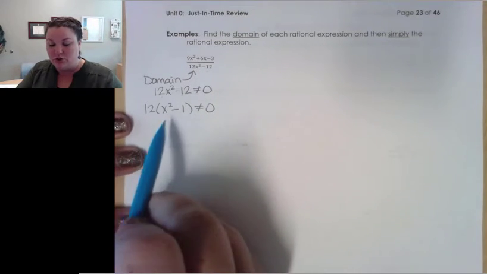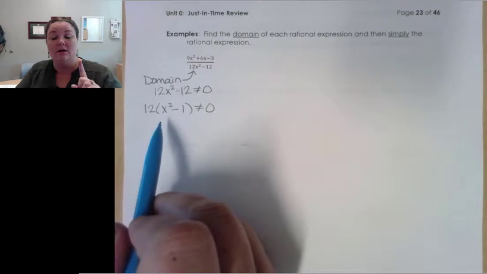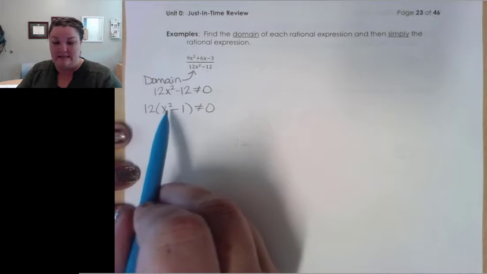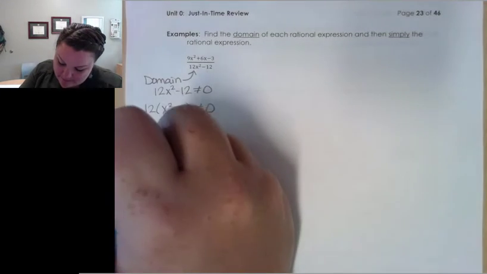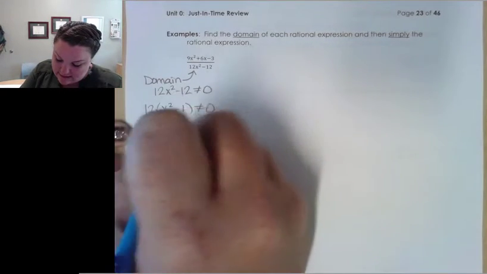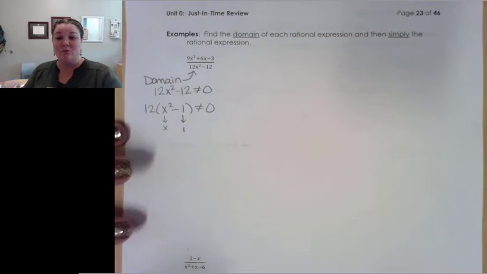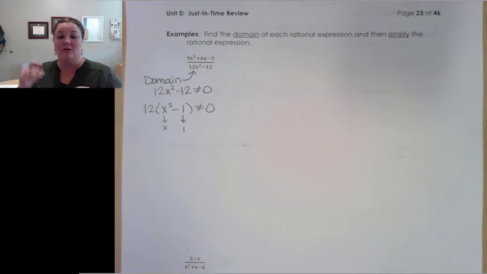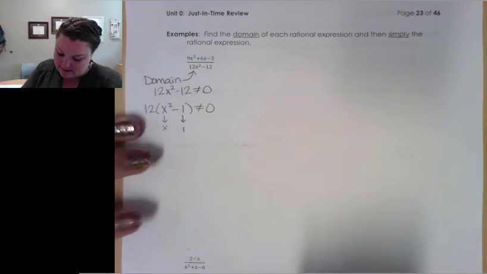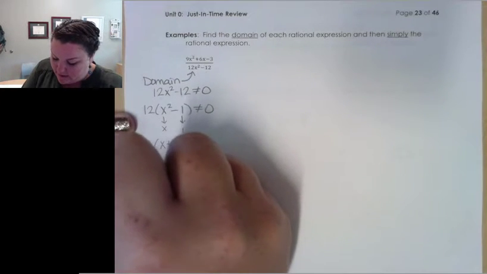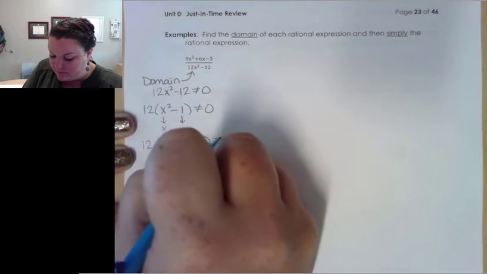Because I notice it's two terms, so I'm looking for a sum or difference of cubes or a difference of squares. In this case, it's squares, right? My base being squared here is an x. My base being squared here is a 1. And difference of squares, as we saw in the last problem, is always the first base plus the second base times the first base minus the second base. So this one's going to factor into x plus 1 times x minus 1.